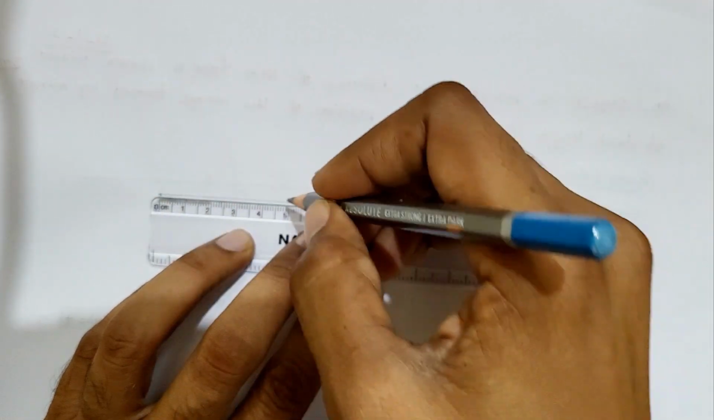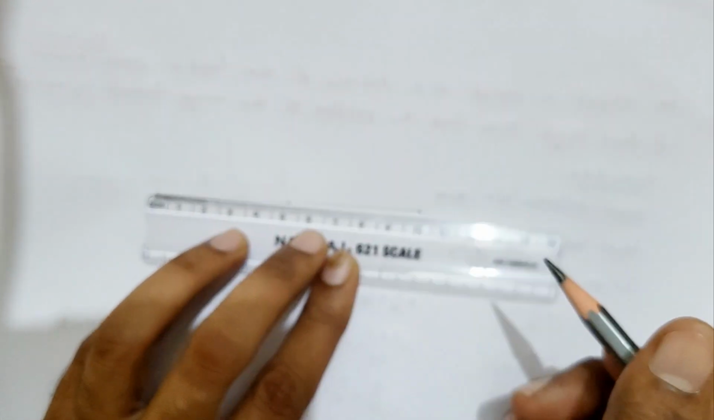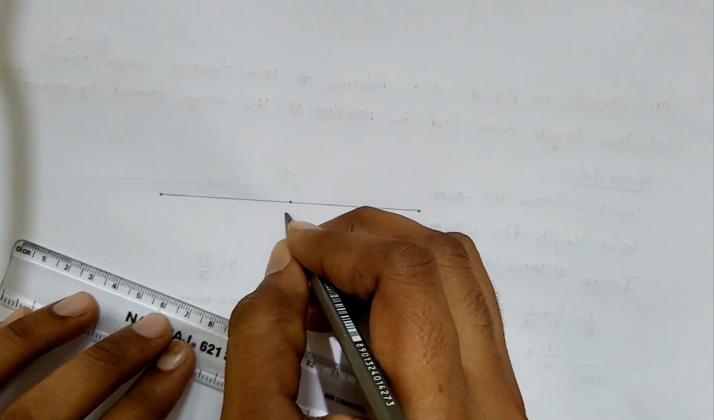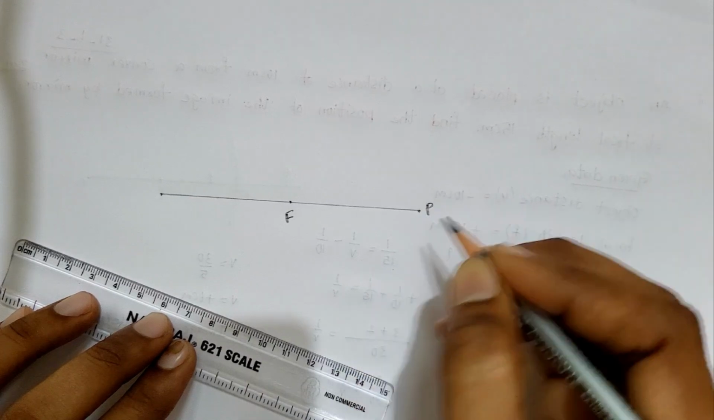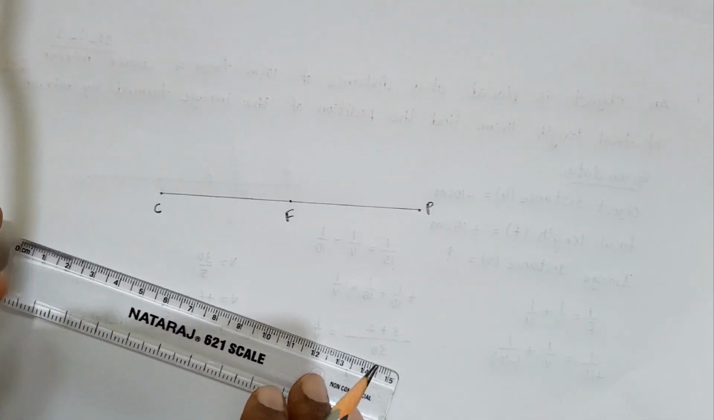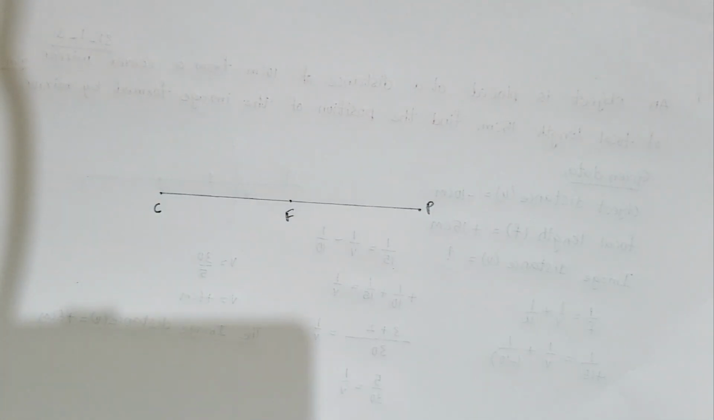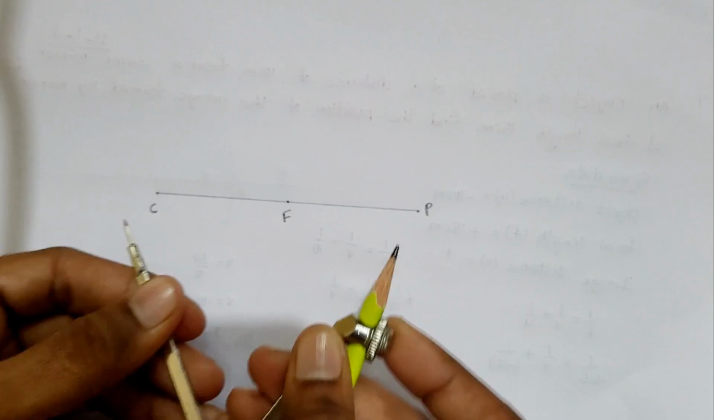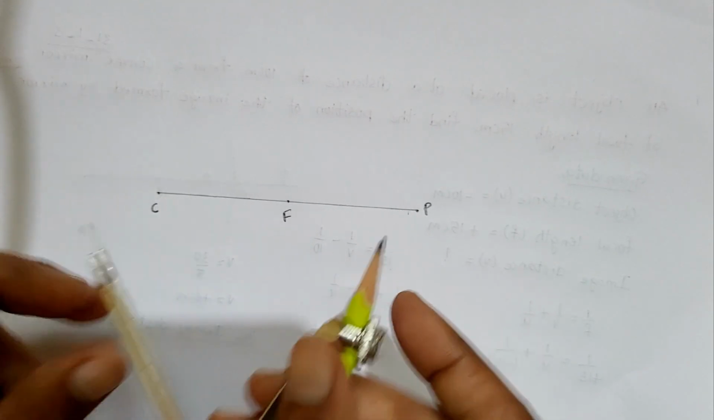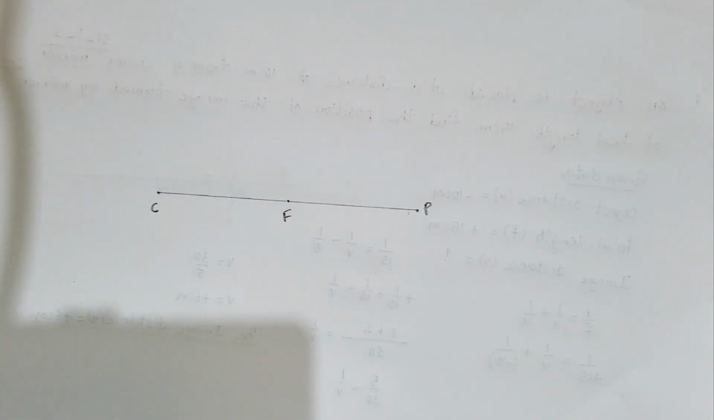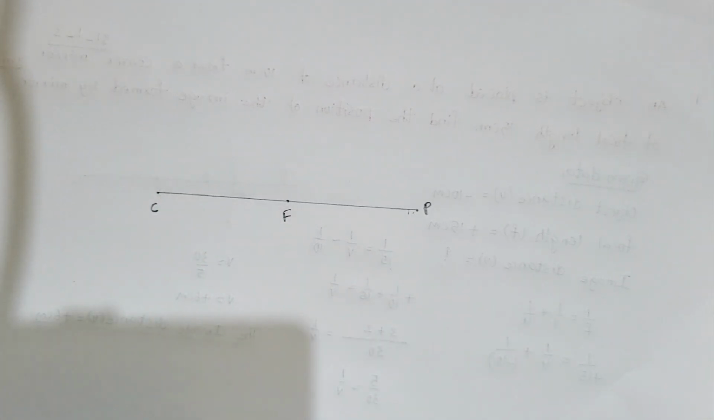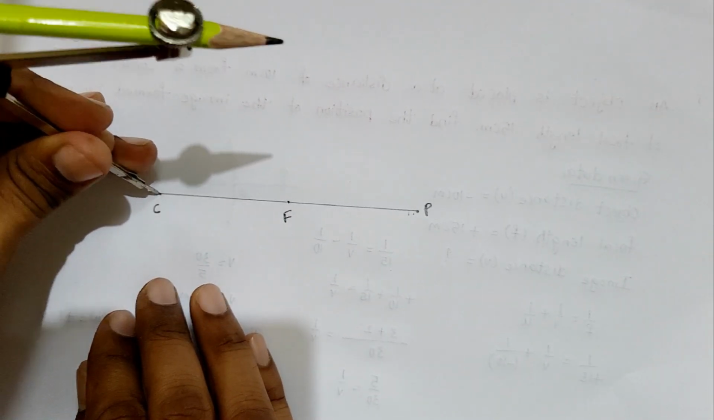And mark a point at 5 centimeters also. Mark this point as focus, this point as pole, and this point as center of curvature. Now what shall we do? You take a compass, take a radius of 10 centimeters, and you draw an arc.